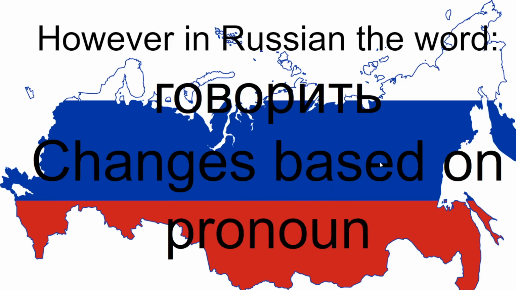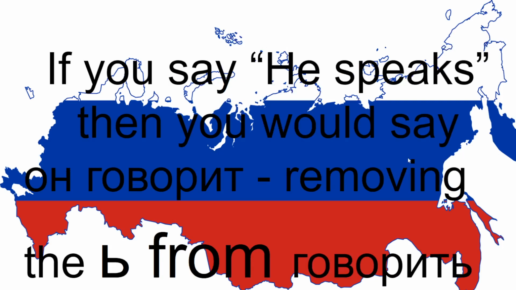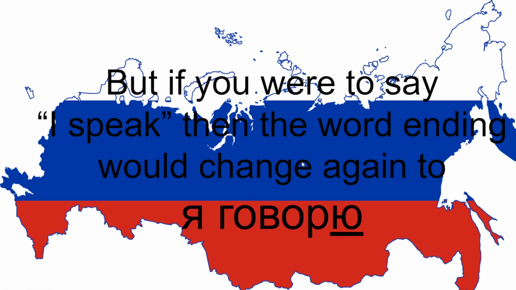In Russian, however, the word govorit changes based on the pronoun, whether you're saying he, she, they, whatever that is. If you say he speaks, then you would say on govorit, and you would remove the myagky znak from govorit at the end. But if you were to say I speak, then the word ending would change again to ya govoryu. So govorit has changed to govoryu.